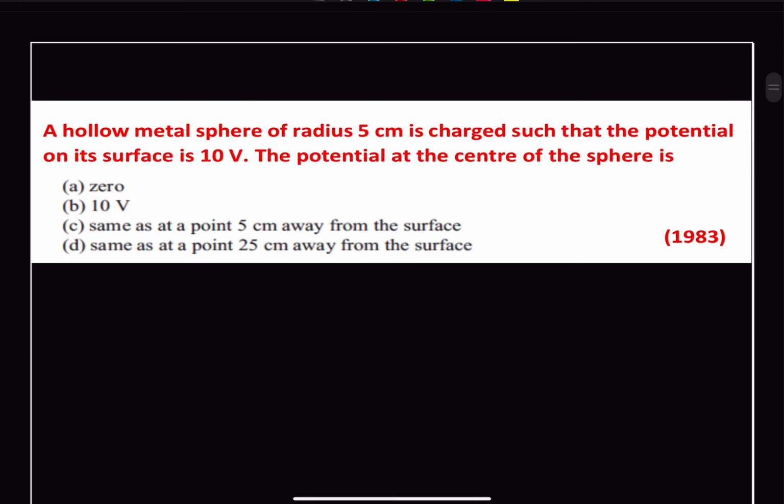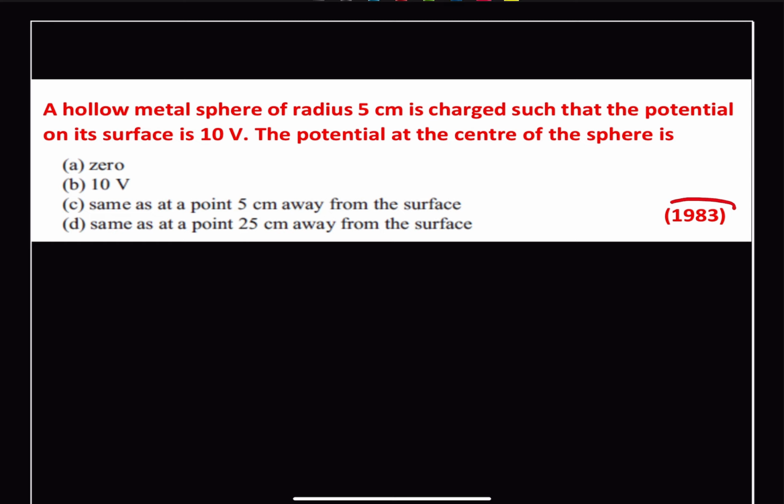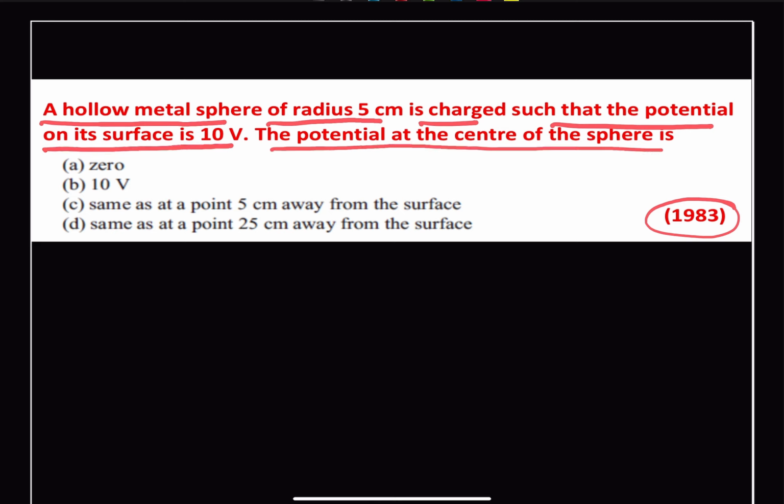Next question, and it states that it was asked in the year 1983. A hollow metal sphere of radius 5 cm is charged such that the potential on its surface is 10 volt. The potential at the center of the sphere is. So we need to find out the potential at the center of the sphere.